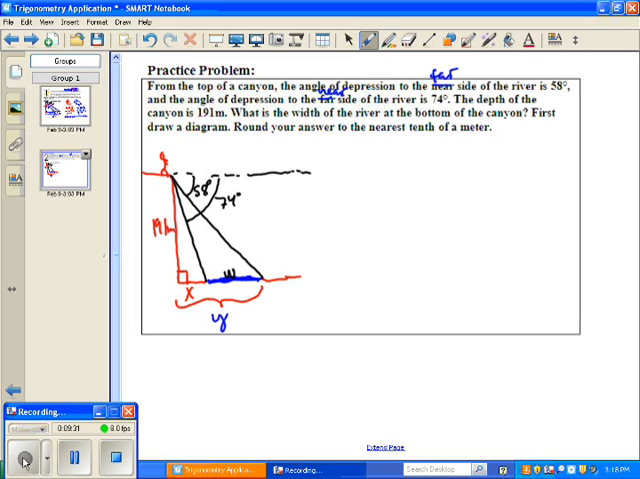Okay, so let's take a look at the smaller triangle. Again, I'm going to mark the smaller triangle in red. So this tiny little angle that's formed, we can find it using that angle of depression, which is 74 degrees. Let's subtract that from 90. So we know our angle inside here is 16 degrees.